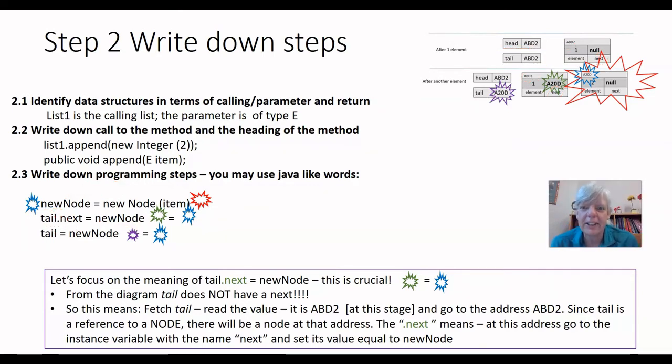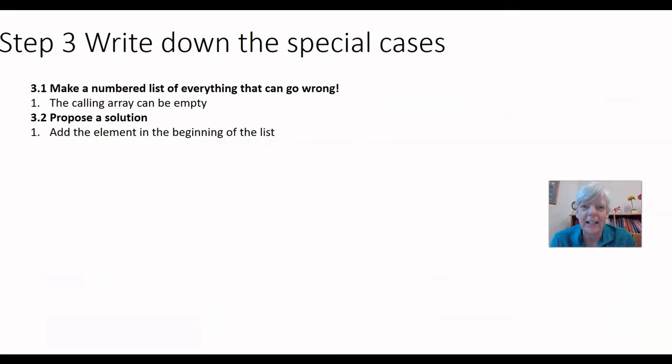We ended the previous video by writing a lot of stars and stuff, and you ended up by understanding this crucial line here, and you linked it to this block here. Please do not continue if you are not there yet in your understanding. But if you are here, we can continue now with the special cases. What are special cases? Remember from the previous study unit? Those are the things that can go wrong.